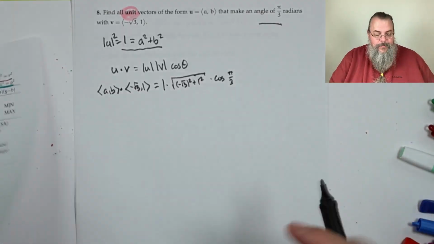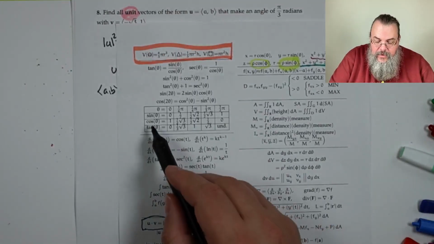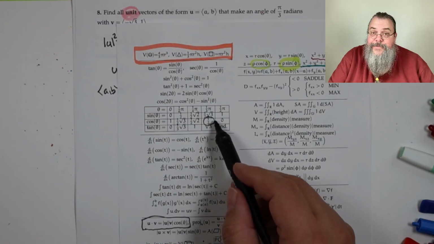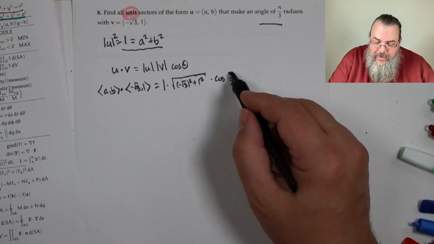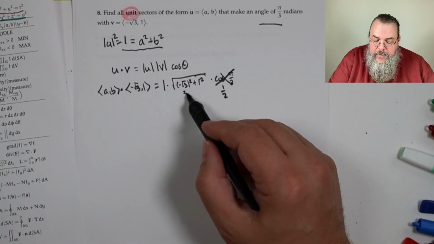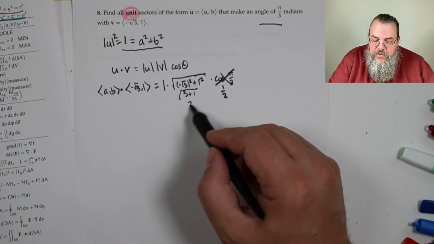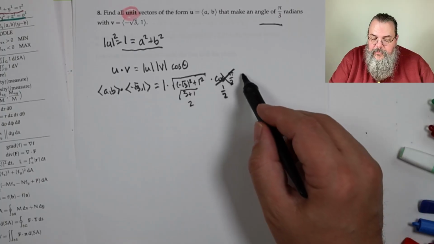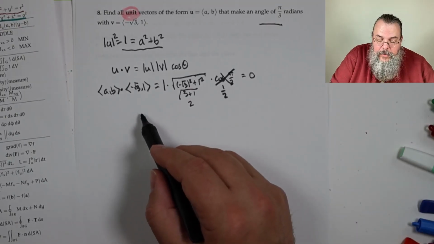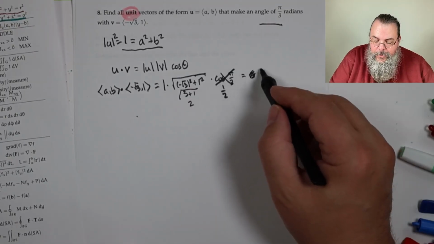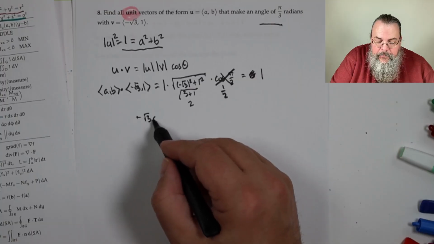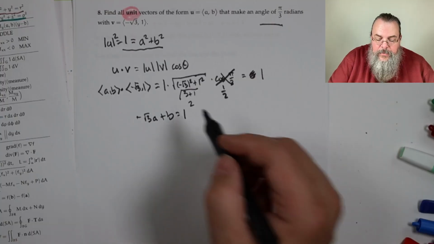And the good thing is we can come here and say cosine of pi thirds, so this entry right here, that's a half. So, okay, great, this is a half. And oh, by the way, what do we have here? We have the square root of 3 plus 1, which is 2. So if you clean up, we get 0. All right, so now what do we have? Well, we have not 0, 1. I can multiply. 2 times a half is 1. So we get minus root 3a plus b has to equal 1.